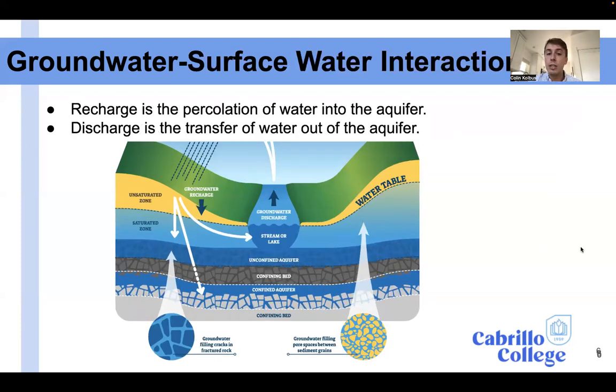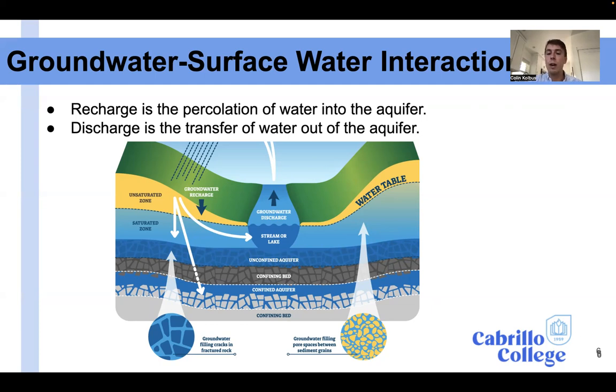And so I started touching on this at the beginning, but recharge is a percolation of water into the aquifer. We're moving from the rain on the hillside, it's entering our unsaturated zone and then flowing downward, because water wants to flow down from high elevation to low elevation. So it's flowing downward until it reaches our water table, and that's called recharge. Groundwater recharge is water entering the aquifer.